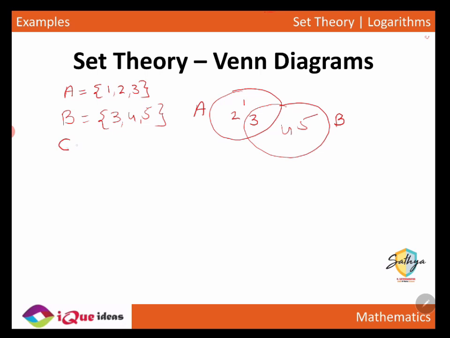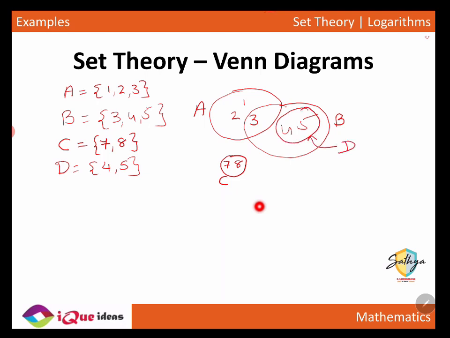Now, supposing I have a set C which contains the elements 7 and 8. Because 7 and 8 don't belong to either A or B, I will draw a disconnected circle indicating the elements for C in it. Supposing I have a set D which purely contains the elements 4 and 5, then D is a part of B. So I will draw D inside B. So the smaller circle indicates D. So these are simple diagrams which help you understand the representation of different sets.